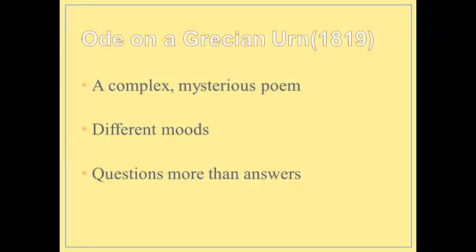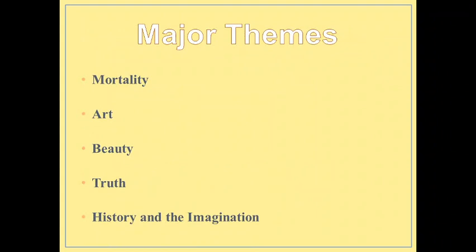The urn seems to tell the speaker, and in turn the reader, that truth and beauty are one and the same. Keats wrote this poem in a great burst of creativity that also produced his other famous odes, like Ode to a Nightingale and so on. Though this poem was not well received in Keats' day, it has gone on to become one of the most celebrated in the English language. So let's talk about the themes of this ode. The major themes: mortality, art, beauty, truth, history, and the imagination.